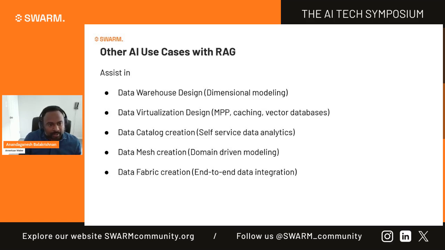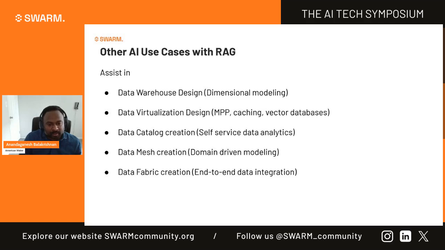There are other use cases with RAG, especially along with database development, like data warehouse design, how dimensional modeling can be done, like creating Snowflake schema and star schema. How data visualization design can be made using MPP, which MPP needs to be selected, which caching database, which vector DBs can be selected in the logical layer of the data visualization, and how a data catalog can be created for self-service data analytics, which will really help the business users.